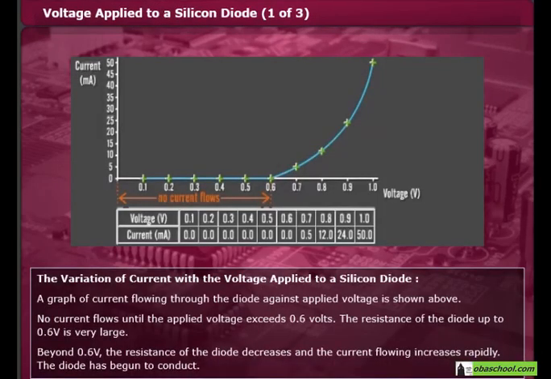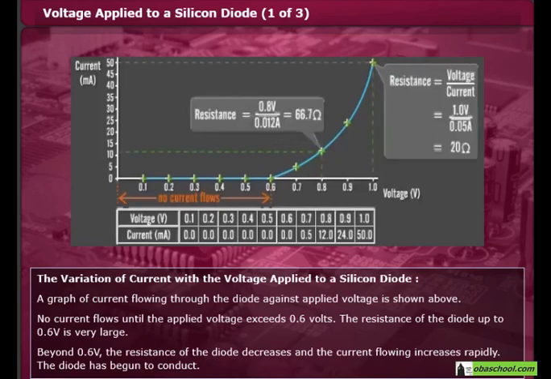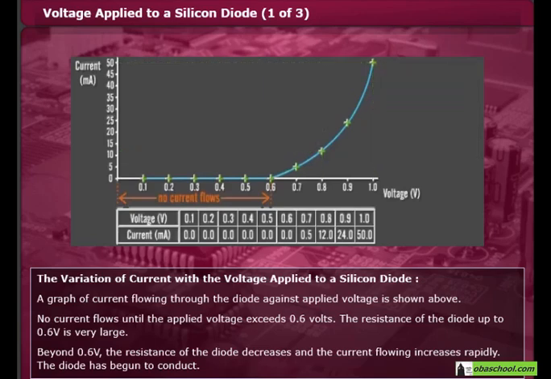A graph of current flowing through the diode against applied voltage is shown above. No current flows until the applied voltage exceeds 0.6 volts. The resistance of the diode up to 0.6 volts is very large. Beyond 0.6 volts, the resistance of the diode decreases and the current flowing increases rapidly. The diode has begun to conduct.